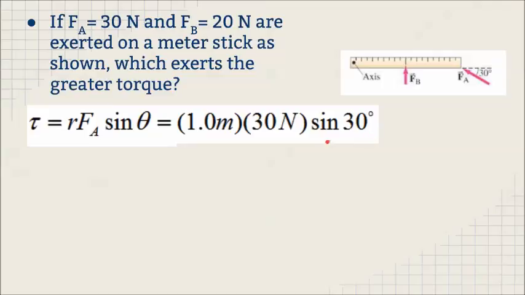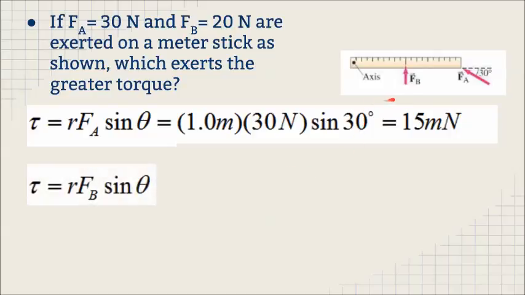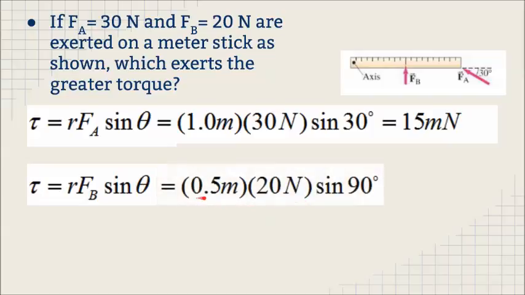So 1 times 30 times the sine of 30 comes out to 15 meter newtons. All right, let's try the other one. Let's try B. B is already perpendicular, but it's at a half meter, so it's 0.5 times 20 newtons, and sine of 90 is 1. That comes out to 10 meter newtons. So even though the force of A is another third larger than the force of B, this is how it comes out.